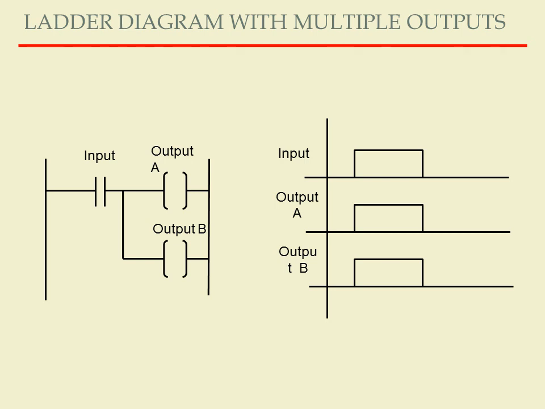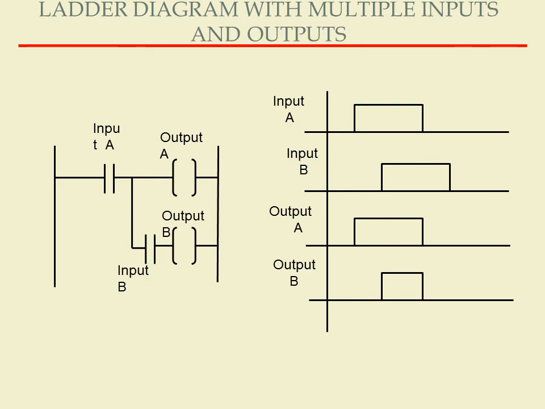When the input is 0, output A is 0, output B is also 0. When the input is equal to 1, output A is also equal to 1 and output B is also equal to 1. So whenever you press the switch, suppose output A and output B are LEDs, then both the LEDs will glow.